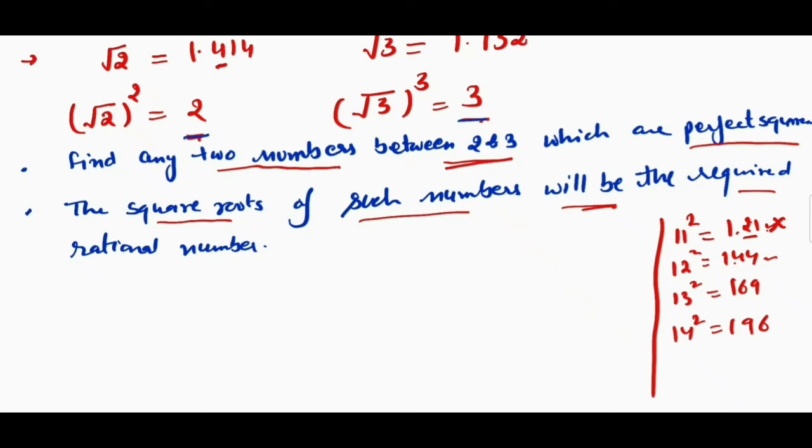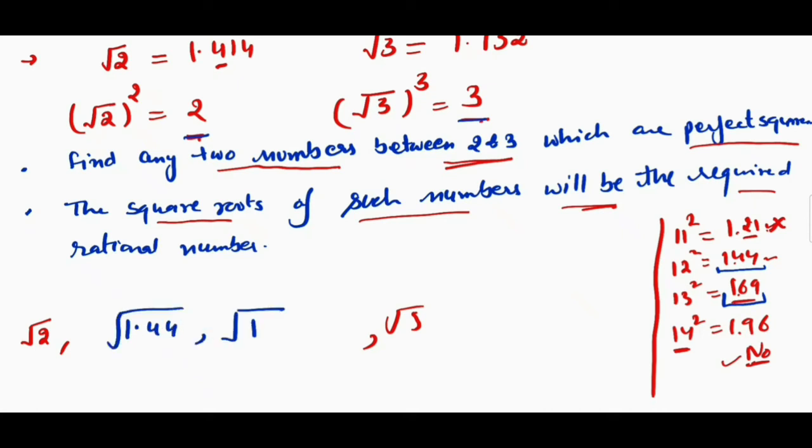Similarly, if we see this 13 square which is equal to 169, if I put a decimal here, then I will get this number 1.69, and this number is also between square root of 2 and square root of 3. Well, if I put a decimal here, then this number will be greater than 1.732. So my required numbers between square root of 2 and square root of 3 are the square root of this number and this number, meaning square root of 1.44 and square root of 1.69.